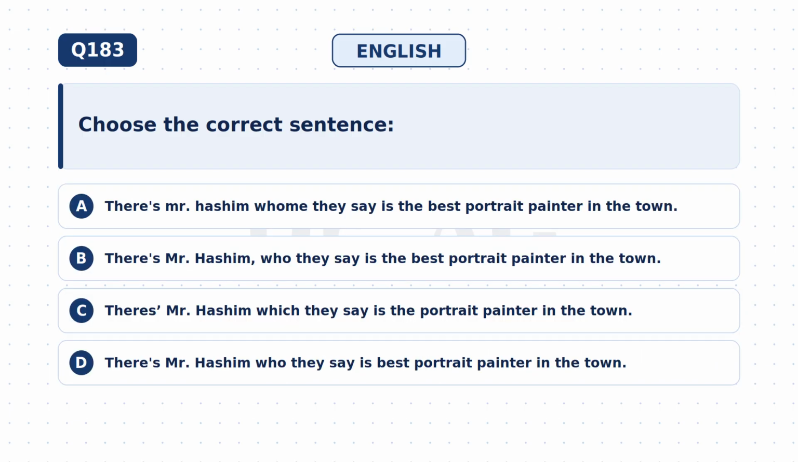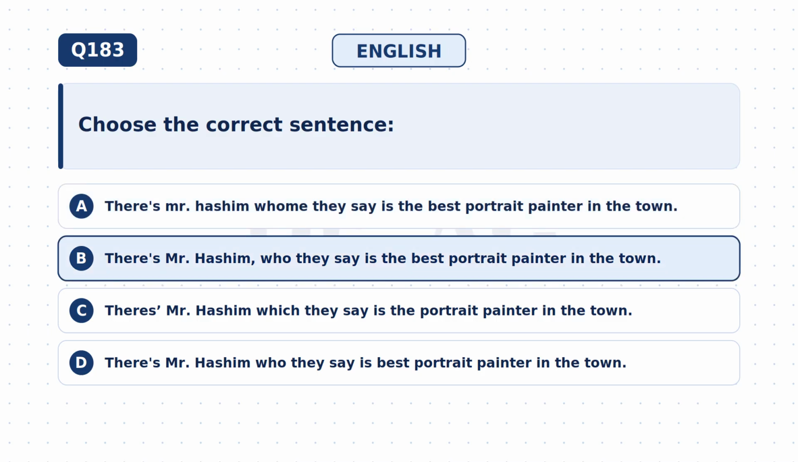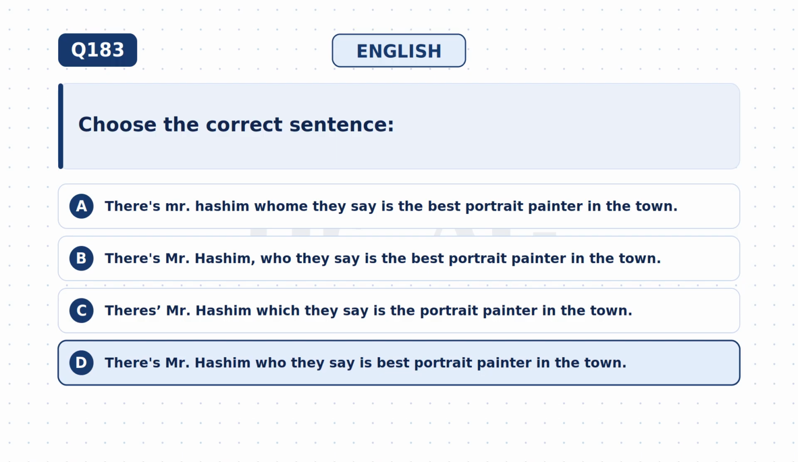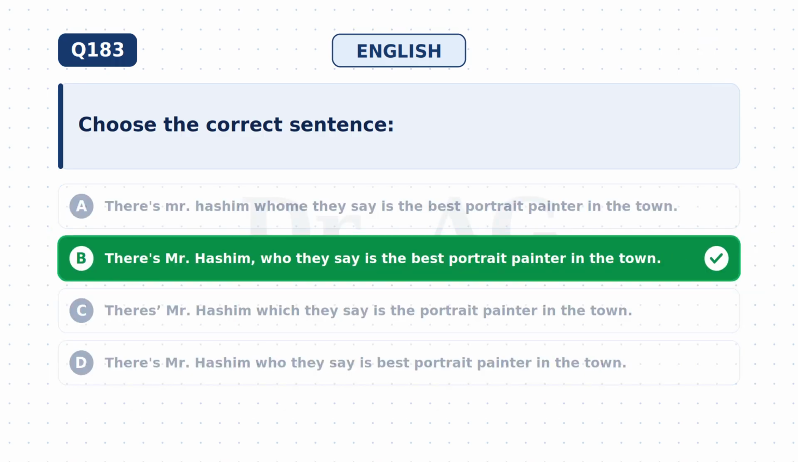Question 183. Choose the correct sentence. Option A, there's Mr. Hashim whom they say is the best portrait painter in the town. Option B, there's Mr. Hashim, who they say is the best portrait painter in the town. Option C, there's Mr. Hashim which they say is the portrait painter in the town. Option D, there's Mr. Hashim who they say is best portrait painter in the town. The correct answer is B, there's Mr. Hashim, who they say is the best portrait painter in the town.